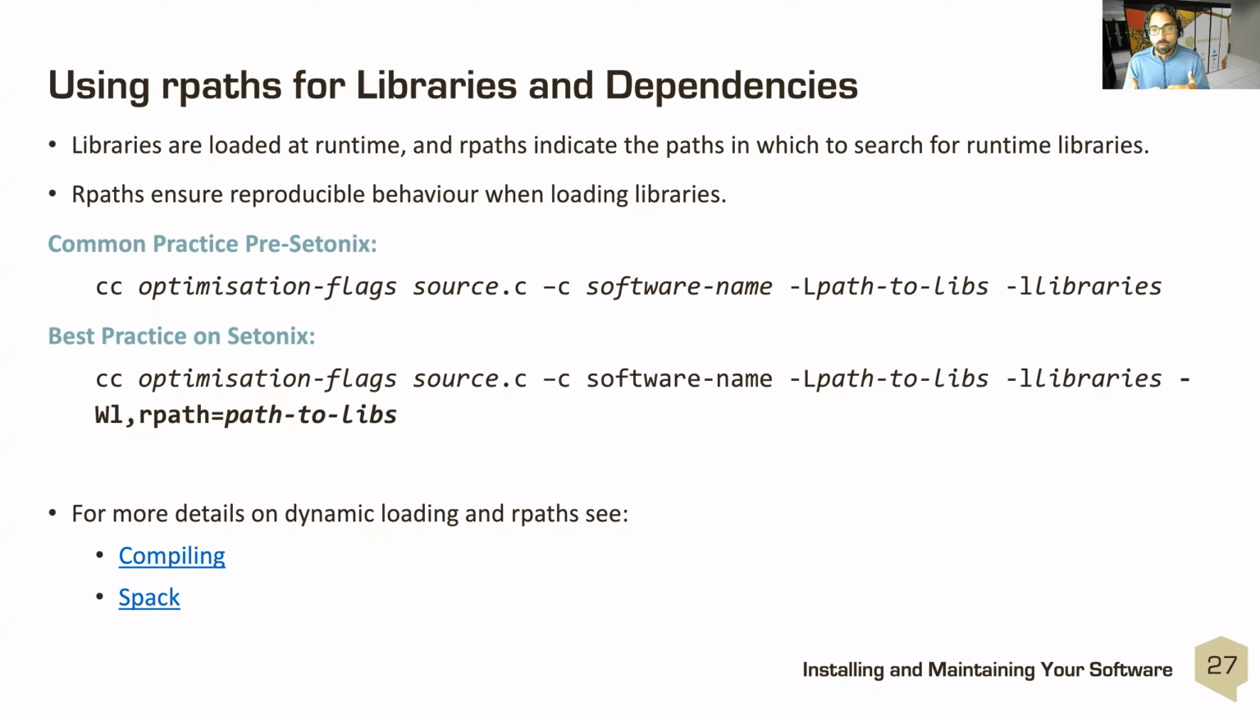Or you can tell it at build time, look here at this specific path for this library. And that is the use of rpaths. Our use of rpaths ensures reproducibility when loading libraries. You don't have to worry about whether you module loaded this library and then module loaded another library.